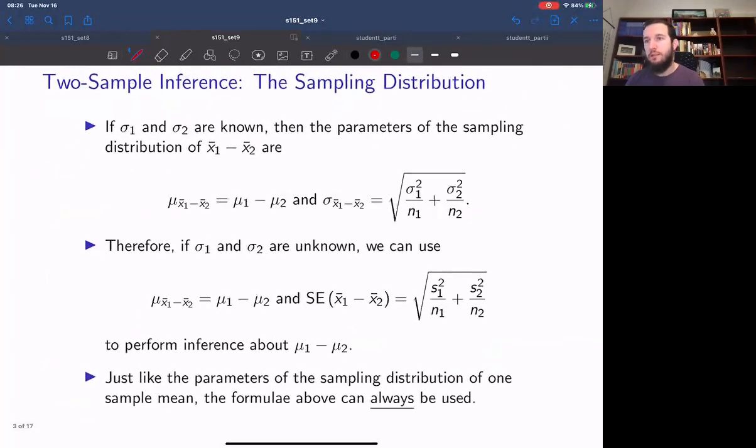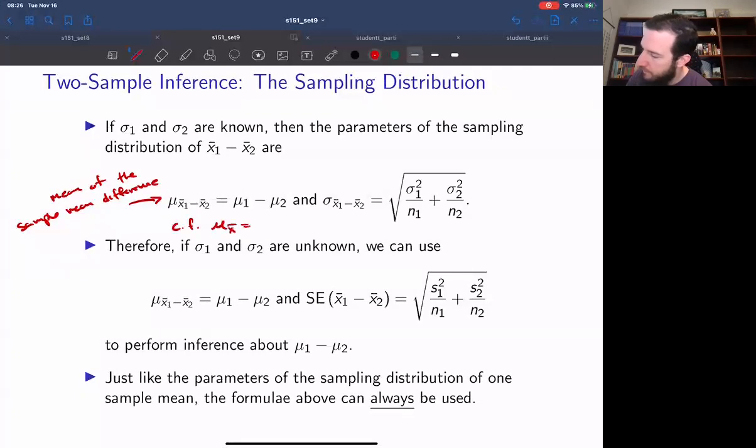Okay, so to construct the interval or build the test statistic, we need to know the sampling distribution of x bar 1 minus x bar 2. Well, these properties extend pretty naturally from the single sample case. So here you can see the mean of the sample mean difference is just mu1 minus mu2. So this is the same idea. Compare to mu x bar equals mu. So in the single mean case, we had mu x bar equals mu. Now we're just saying mu of x bar 1 minus x bar 2 is mu1 minus mu2, right? So just the difference between the means.